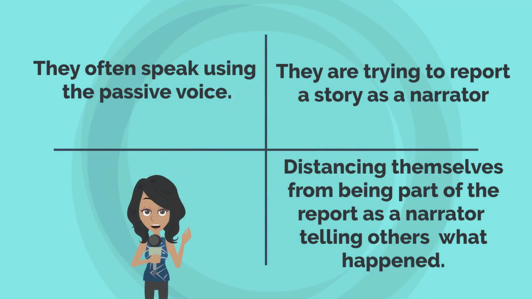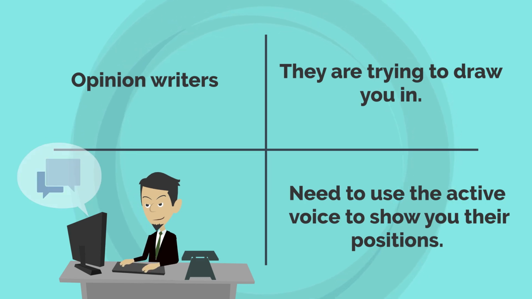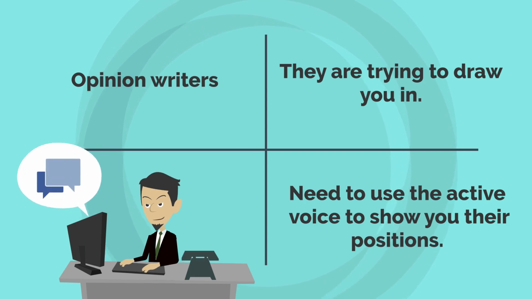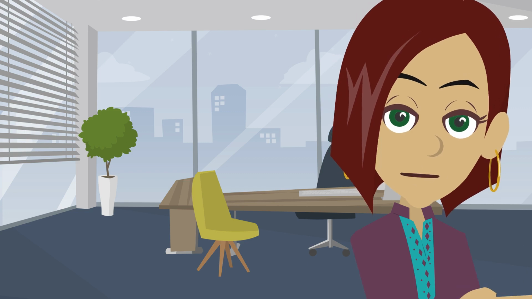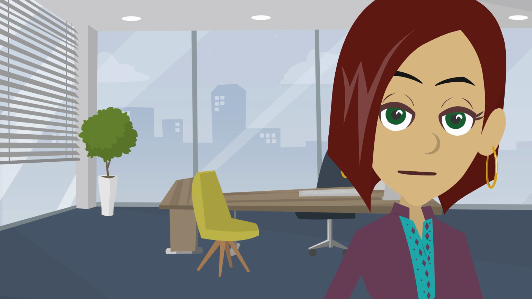News anchors sound detached from the stories they're reporting because they often speak using the passive voice. They are trying to report a story as a narrator and distance themselves from being part of the report, as a narrator telling others what happened. That is the reason why the authors of opinion pieces write in the active voice. They are trying to draw you in and need to use the active voice to show you their positions. The idea of teachers not teaching the passive voice can hurt students in the long run, as the passive voice does have its applications.